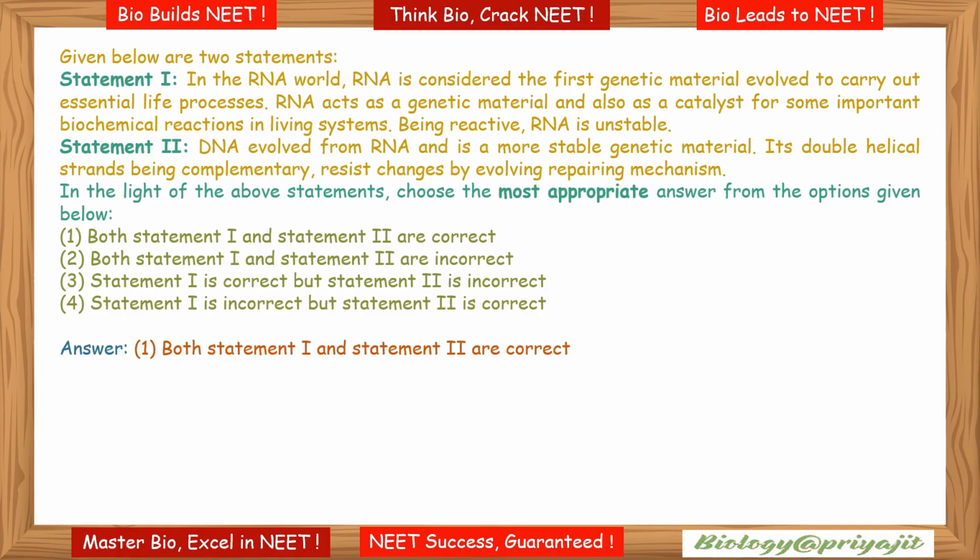The correct answer will be option 1. Both statement 1 and statement 2 are correct. RNA was the first genetic material. RNA used to act as a genetic material as well as a catalyst. There are some important biochemical reactions in living systems that are catalyzed by RNA catalysts and not by protein enzymes. But RNA being a catalyst was reactive and hence unstable. DNA has evolved from RNA with chemical modifications that make it more stable. DNA being double stranded and having a complementary strand further resists changes by evolving a process of repair.